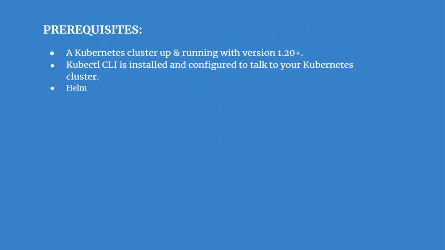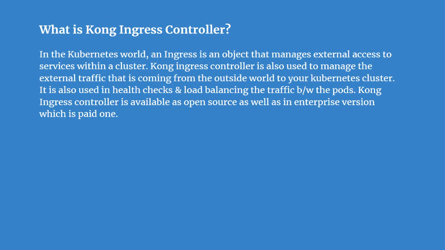Okay, so there are prerequisites. You should have a Kubernetes cluster running version 1.20 or higher. The Kubernetes CLI should be installed and configured to talk to your Kubernetes cluster, and Helm should be there, because we will do most of the deployment to our Kubernetes cluster by using Helm. There are some benefits of Helm.